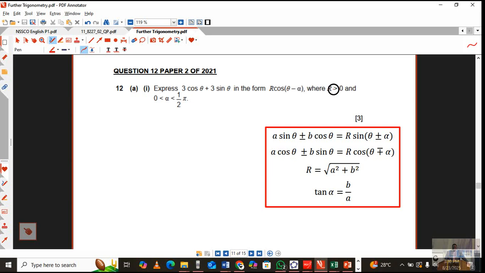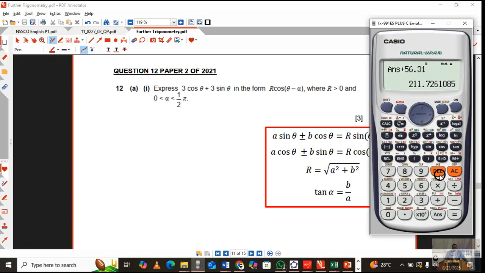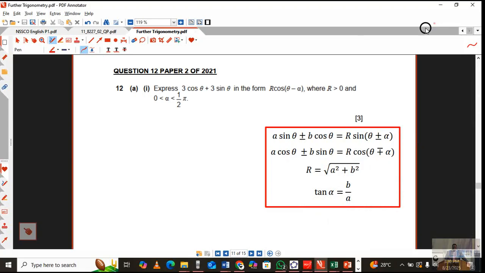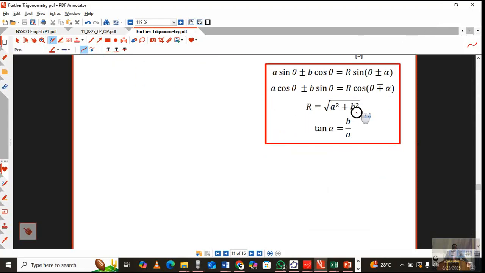Right, so we have a couple of things that we need to take into account. R is greater than 0, so when we use our R formula, we're not going to take the negative square root. And then also that alpha is an angle between 0 radians and half pi radians, which means if we deal with our calculator, we need to set it to radian mode, because of the nature of how these questions are.